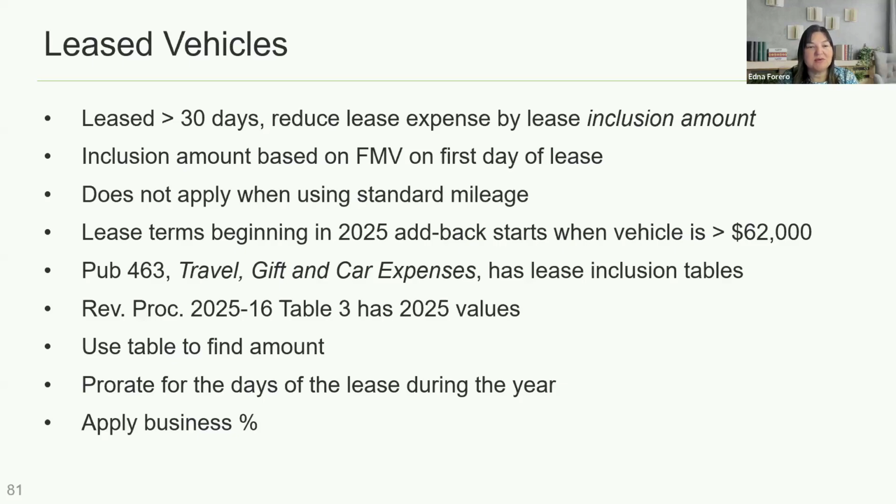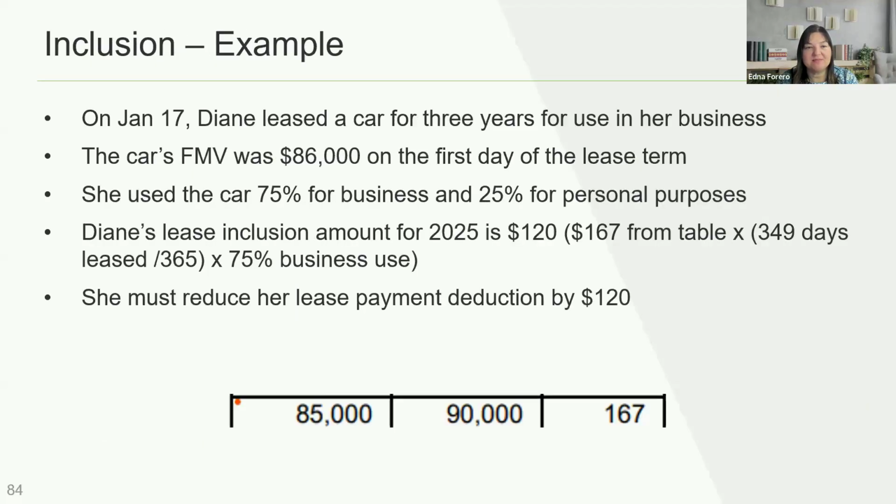This is going to be under Pub 463 and also under Rev Proc 25-16 Table 3. So you're going to use the table to find the amount for the inclusion. You're going to prorate it for the days of the lease during the year, and then you're going to apply the business percentage. Here's an example of that.